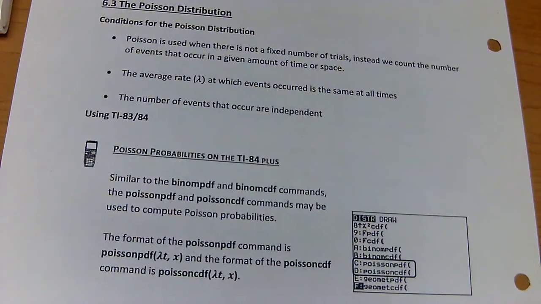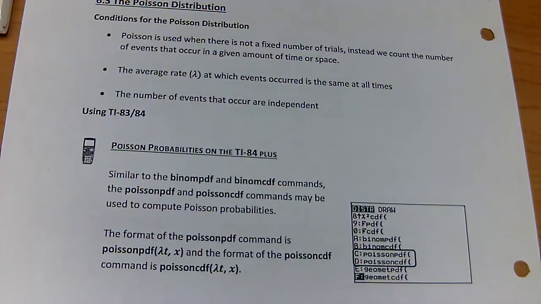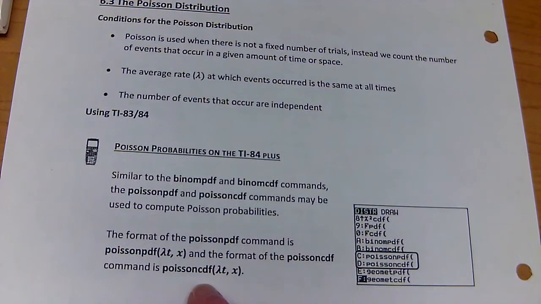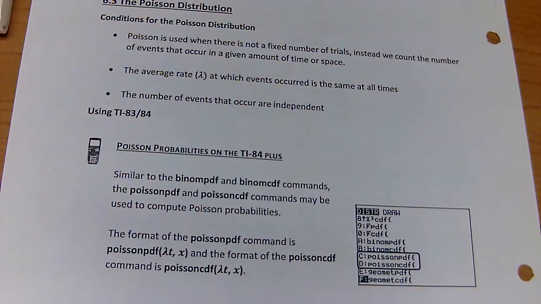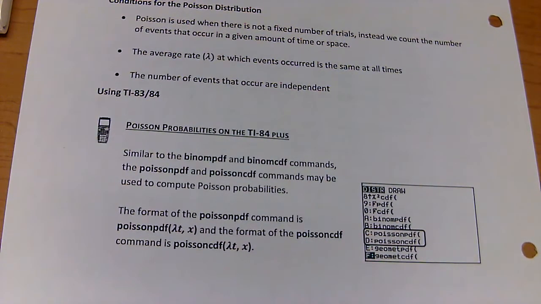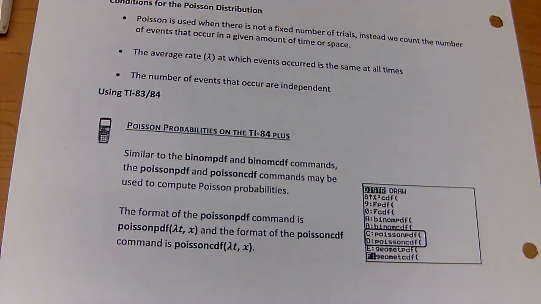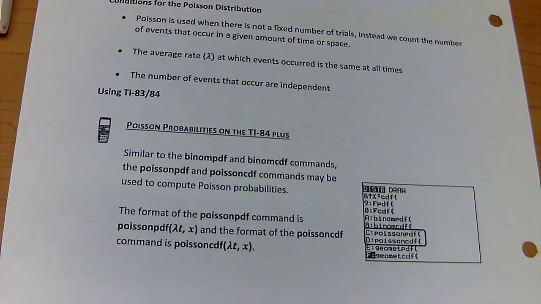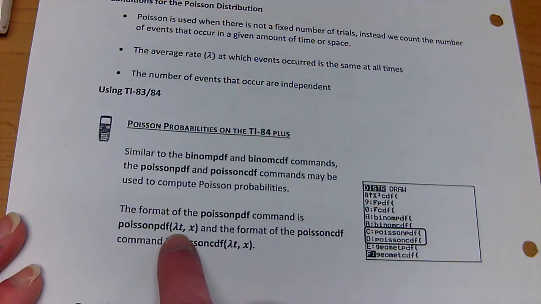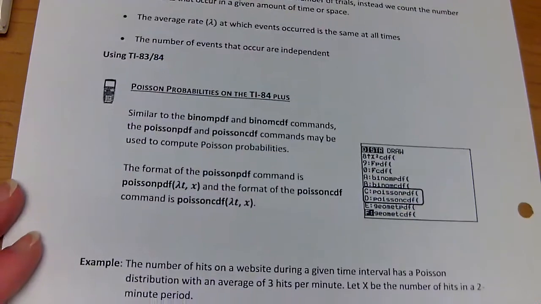Now, the commands are very similar to what we studied with the binomial distribution, but this time it's Poisson PDF and CDF. And the way this is going to be entered is when it says lambda, it's actually going to be lambda times t, times the number of times that it occurs. So we got to be a little careful here.